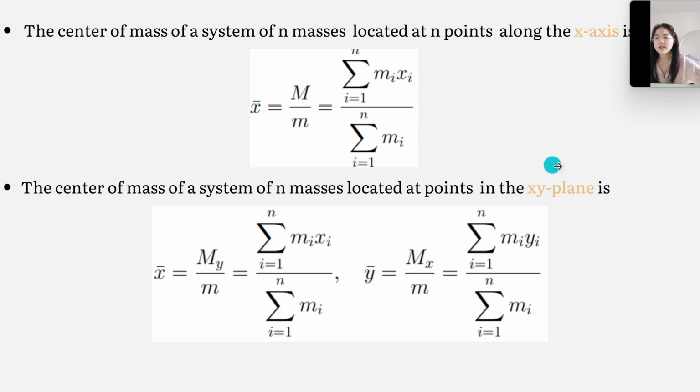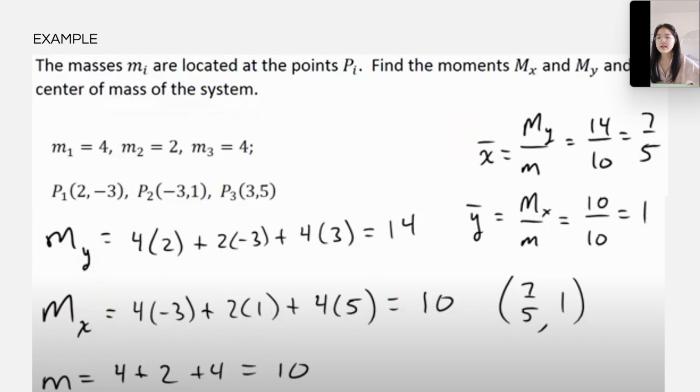What's more, the center of mass of a system of n masses located at points in the xy plane is the total moment along the x-axis divided by m, and the total moment along the y-axis divided by m. Then let's see an example. The masses mi are located at the points Pi. Find the moments Mx and My and the center of mass of the system, where m1 equals 4, m2 equals 2, m3 equals 4. P1 is the point (2, -3), P2 is the point (-3, 1), P3 is the point (3, 5).